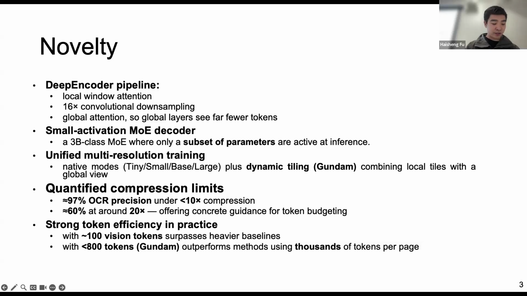The last contribution is that they propose an explicit compression-accuracy curve. Under this curve, we can see how to control the budget of tokens. For example, if the compression ratio of text to vision tokens is less than 10 times, the OCR precision is around 97%. Pushing near 20 times drops it to roughly 60%.